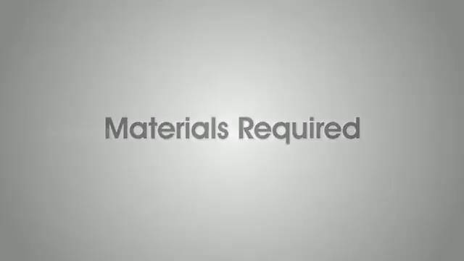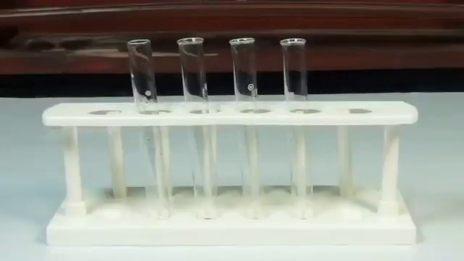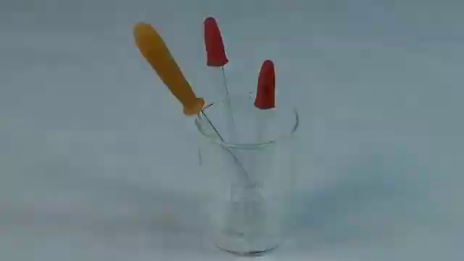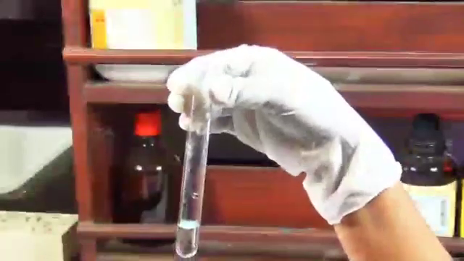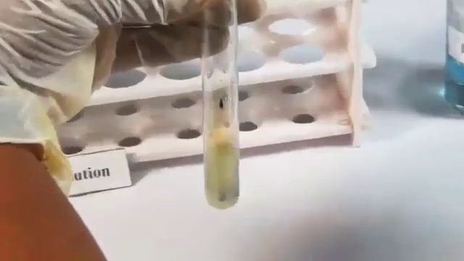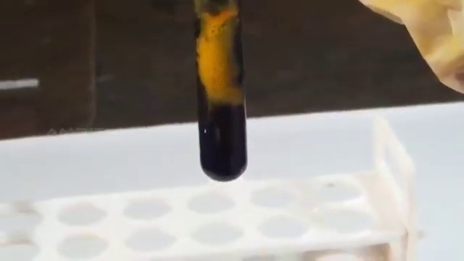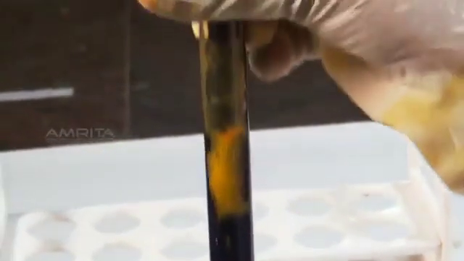Diphenylamine test. Materials required: aqueous solution of the salt, diphenylamine reagent, test tube and a dropper. Procedure: take a small portion of aqueous solution of the salt in the test tube. To this, add a small amount of diphenylamine reagent using the dropper. In presence of nitrite, diphenylamine is oxidized, giving a deep blue coloration.